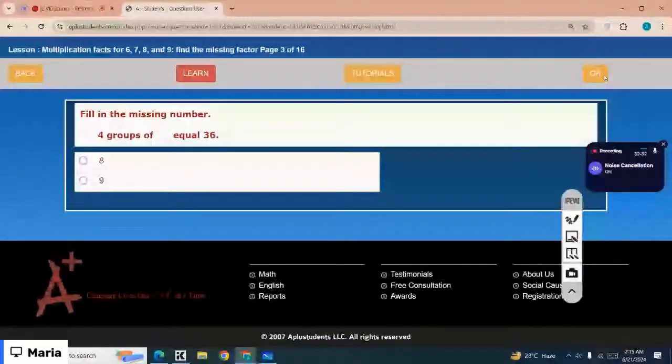Fill in the missing number. 4 groups of dash equals 36. So which is the correct option? 4 times what number is 36?